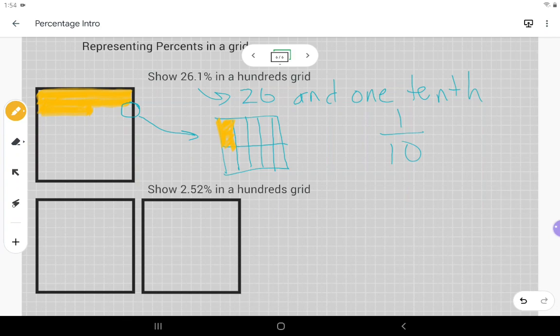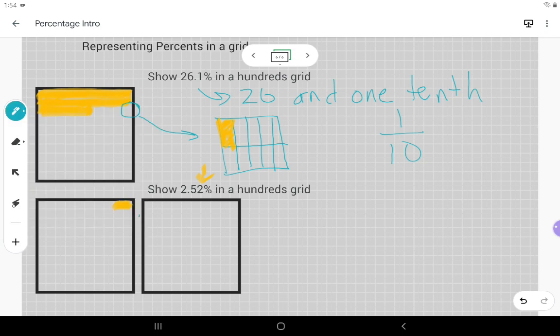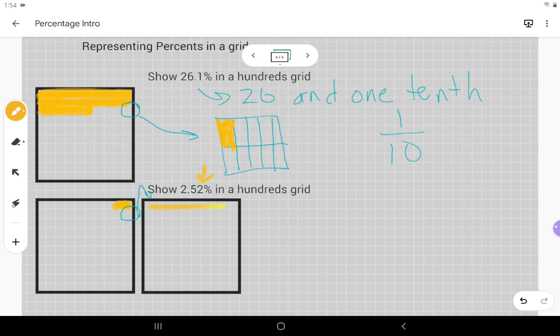If I was to do the next one, show 2.52% in a hundredths grid. So again, if I say this decimal place properly, that 2 is in the ones position. So that would mean I'm going to color in 2 boxes fully, right? Because of my 2 out front, I color in the 2 boxes fully. And then I'm going to zoom in on one of those smaller boxes, and I'm going to zoom in onto another hundreds grid because it's already split for me, and I'm going to color in 52 hundredths.